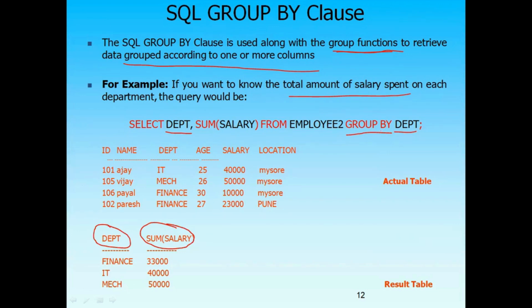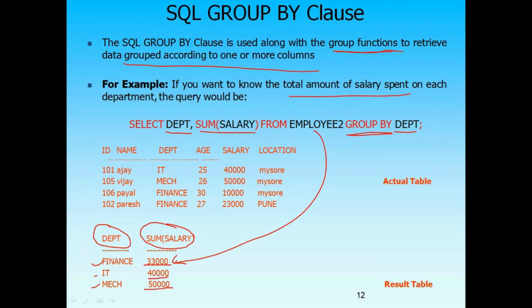If you are not using the group by clause here, what will happen? It will try to display the sum of salary, but there will be an error. Why? Because we are using the department column, and the compiler will be confused about which department to display in the result. That's why the group by clause is very important if you want to display department-wise sum of salary. So the result of this query will be this. For every department, finance, IT, and mechanical, the sum of salary will be displayed in the result. I hope you are clear with this.